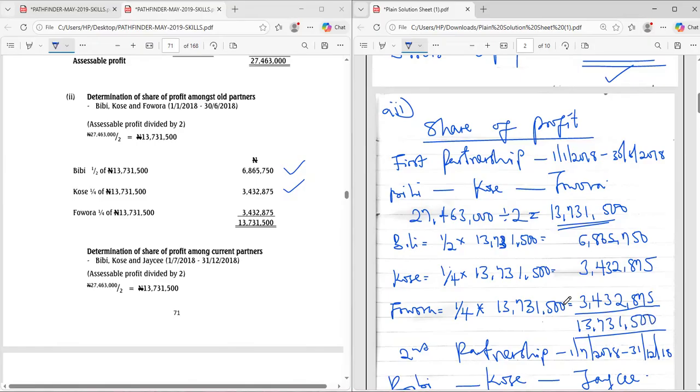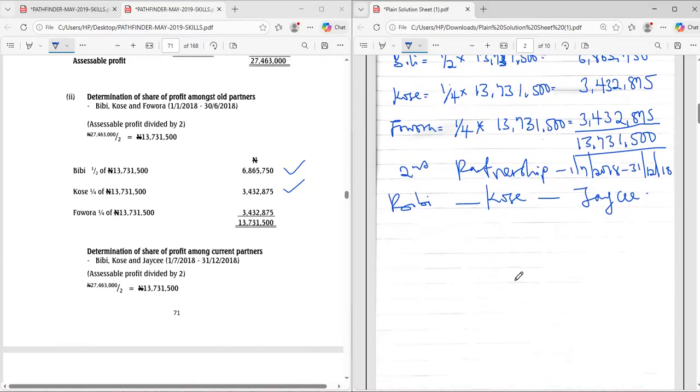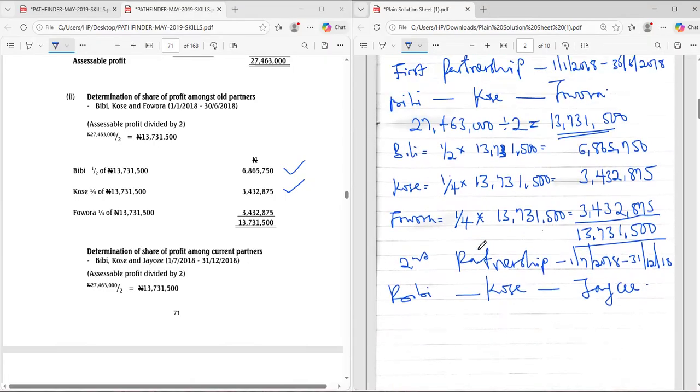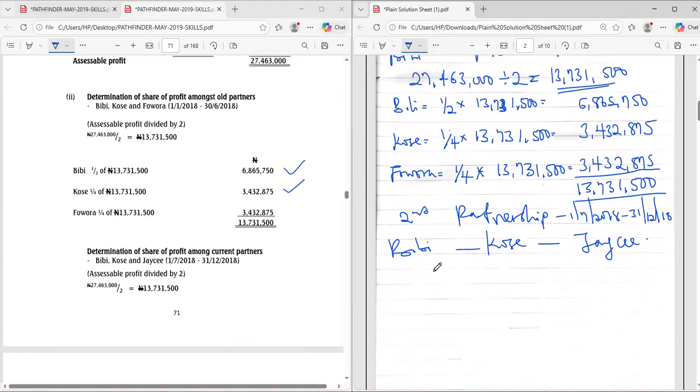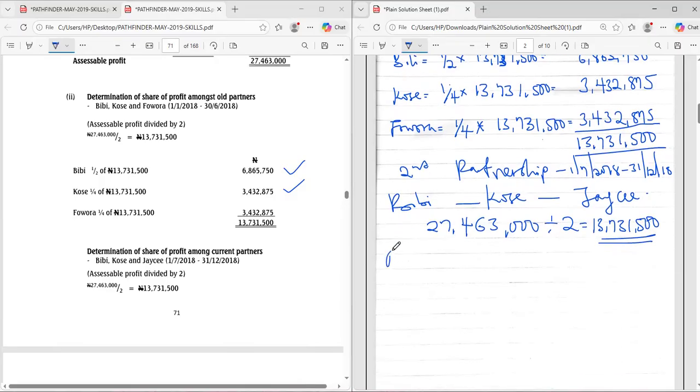Are we good now? So the same thing for the second partnership, they are also taking the half. So let's take that half. The same thing, 27,463. Yes, we're done with the first partnership. Divided by 2. So they are also sharing 13,731,500. First of all, we're going to calculate how much is BB collecting.